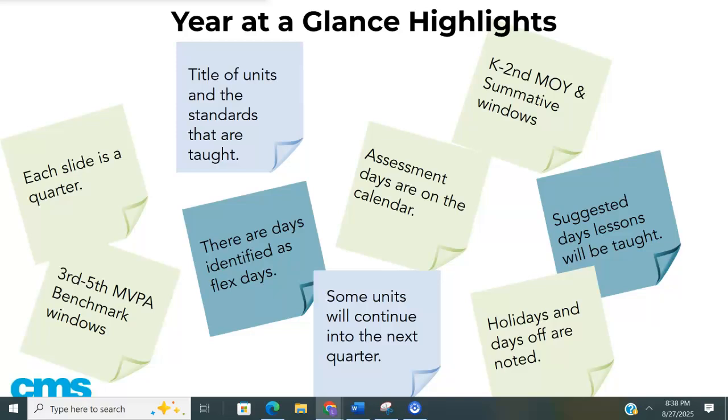The year at a glance can be found on the grade levels page. When you get a chance, review the year at a glance for your grade level. Take a moment to jot down anything you'd like to remember about the year at a glance.